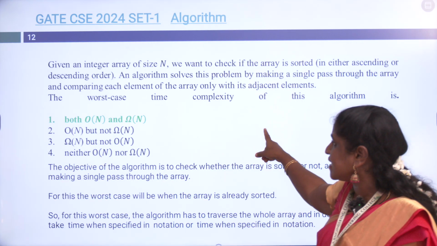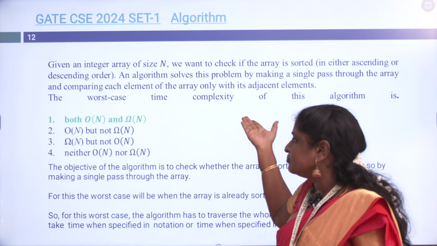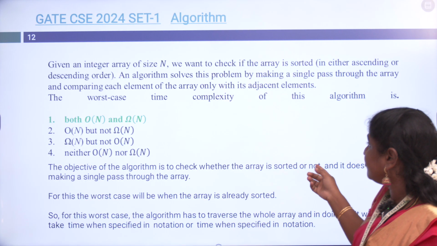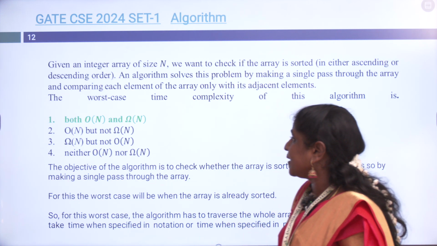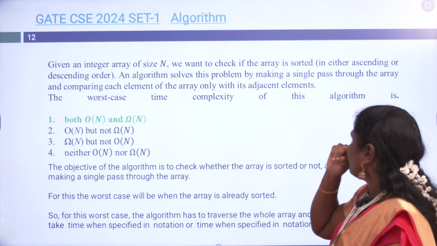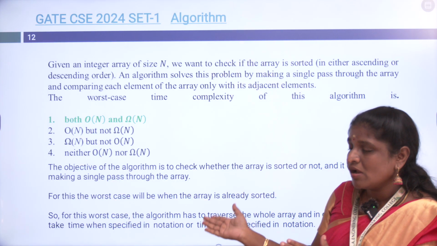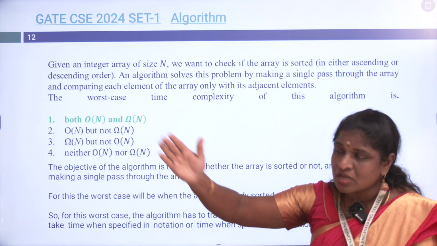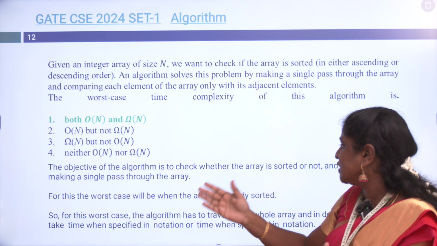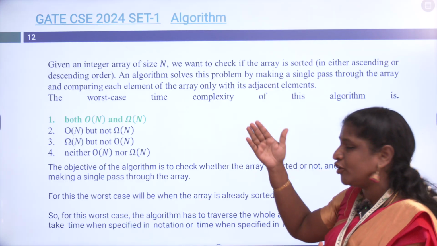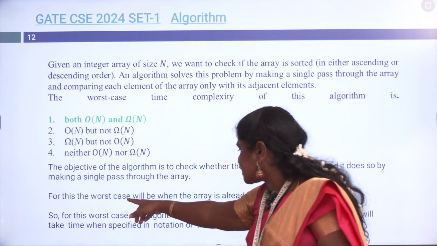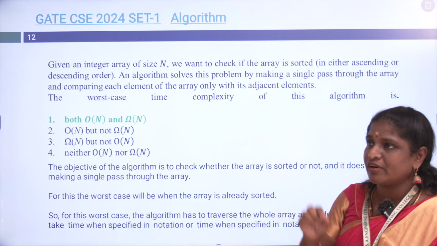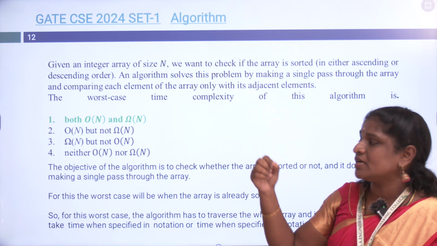The worst case time complexity comes under big O notation. Here we have certain options. While checking for ascending or descending order, we go through the array from the starting point to the end. The worst case is that we compare each element with the adjacent element.